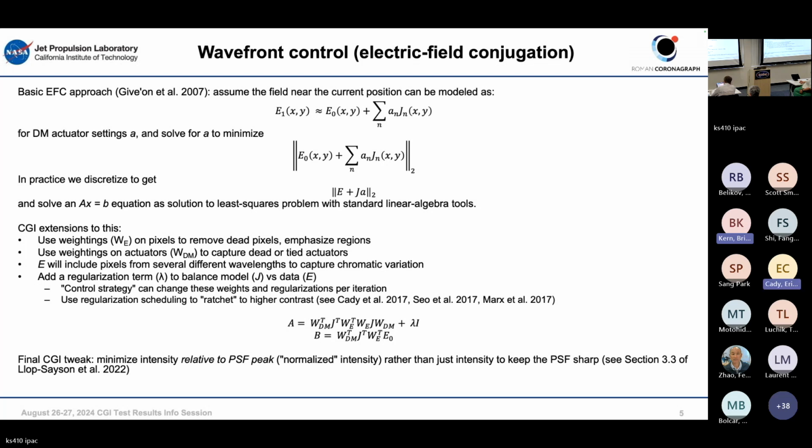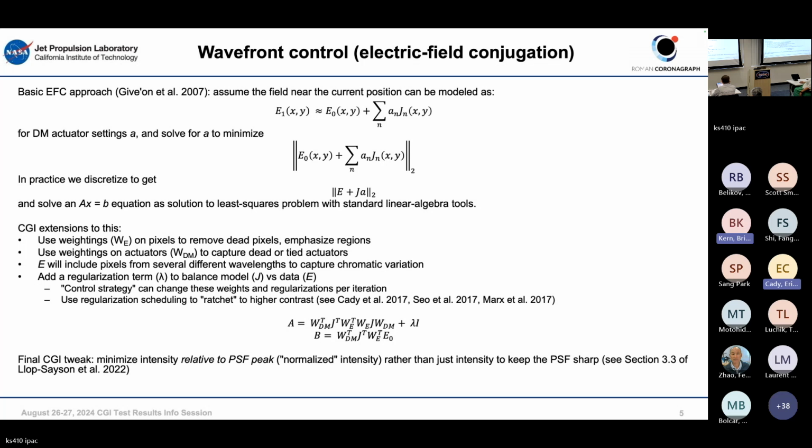We do chromatic control. We collect data with different subfilters in CFAM, the color filter alignment mechanism, that are, say, 3 to 4% bands, covering a 10% band. And so you get some chromatic variation while you're doing your control, and that allows you to correct these chromatic speckles. And that's important as you get to higher contrasts. And so we can include that in our electric field.